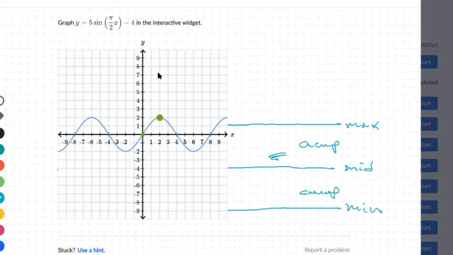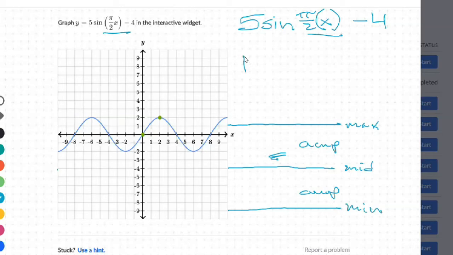So that's the first thing I'm going to do. This right here helps me find the period, though I should factor it out technically. It should be written as 5 sine of pi over 2 times x, but it's not going to matter because that's the only thing there. So there is no phase shift, but to find the period, I take 2 pi because that's the normal period of sine or cosine, and this is a sine graph.